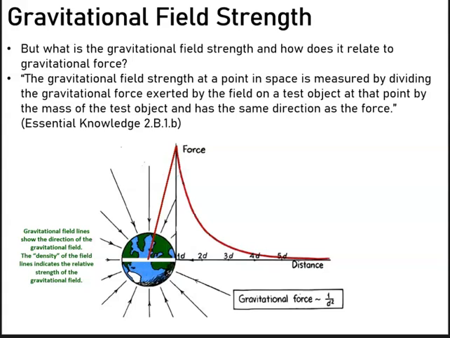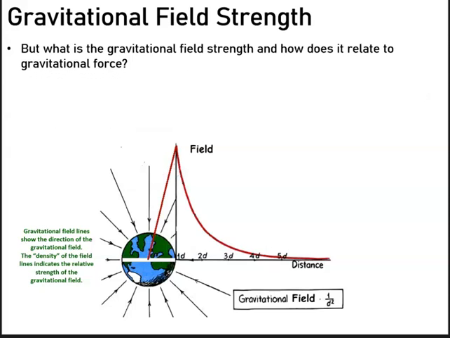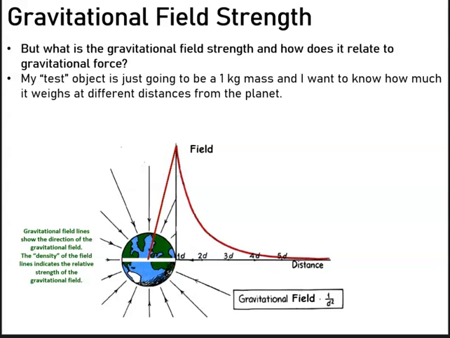graph also. So when we have this graph of force versus distance, I can replace force with field, and the graph is going to be exactly the same. The field is also going to get less with the square of the distance. It also follows the inverse square law. So when it talks about a test object, let's make it simple. My test object is just going to be a 1 kilogram mass, and I want to know how much it weighs at different distances from the planet.